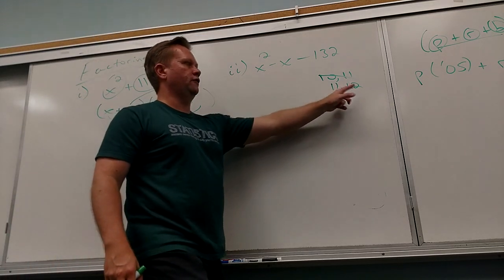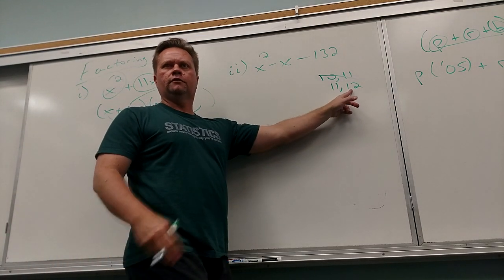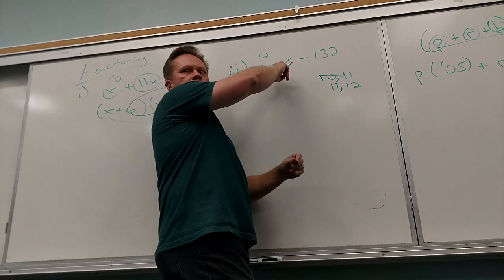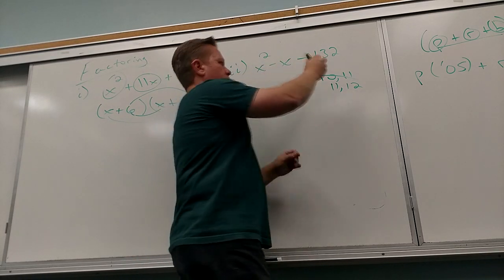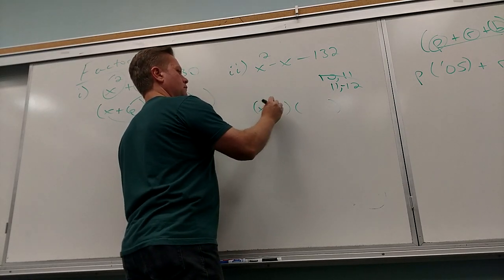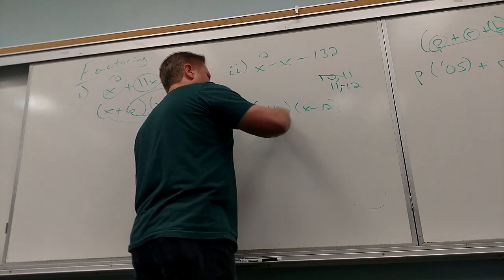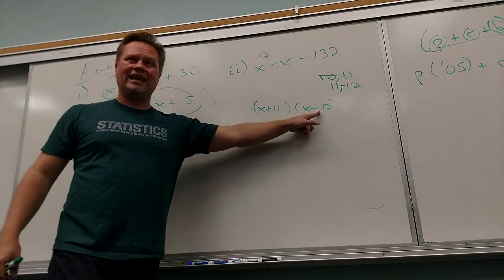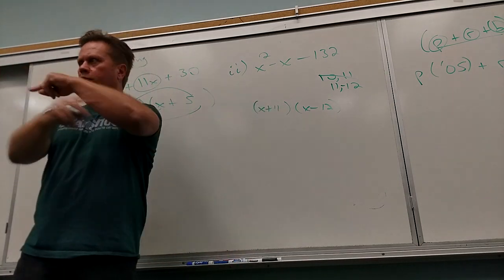Which one's going to be negative? 12. Why 12? It's the bigger number. Yeah, to make it come out negative in the end. You got to make the bigger one negative, right? So then what's the answer? X plus 11, x minus 12. Or x minus 12, x plus 11. As long as the 12 is negative and the 11 is positive, you can put them in whatever order you want to.